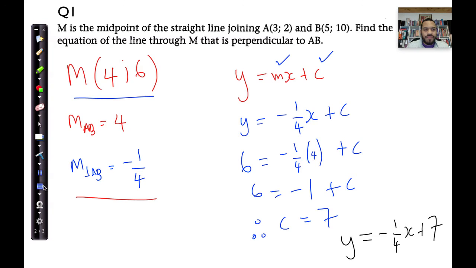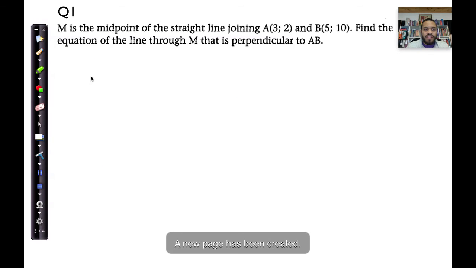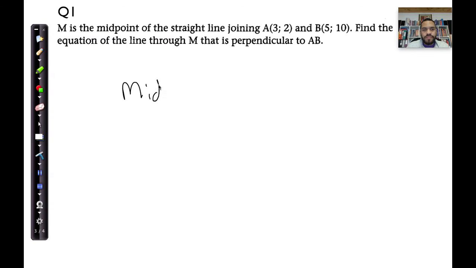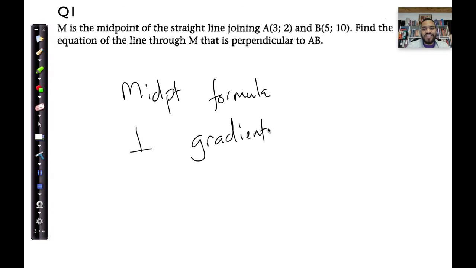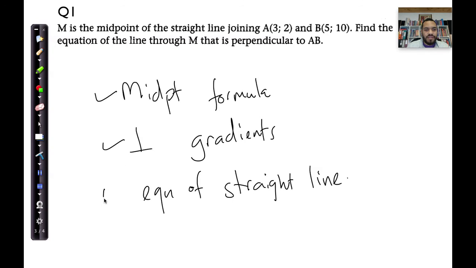And there we go. So in this question, you've actually addressed three things. You've dealt with the midpoint formula, you've dealt with perpendicular gradients, and you can list this to say these are skills you now know and need to practice: midpoint formula, perpendicular gradients, as well as the equation of a straight line. And there we go. Three things for this video.